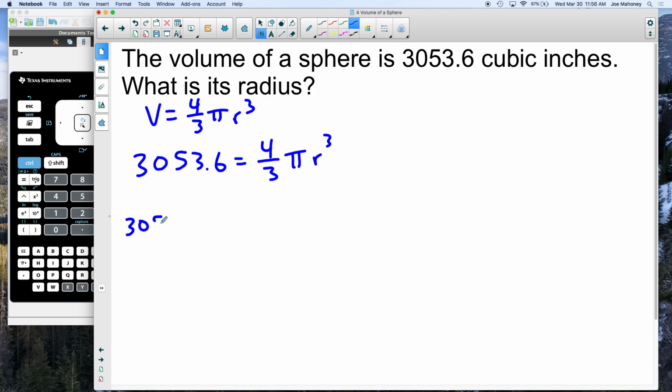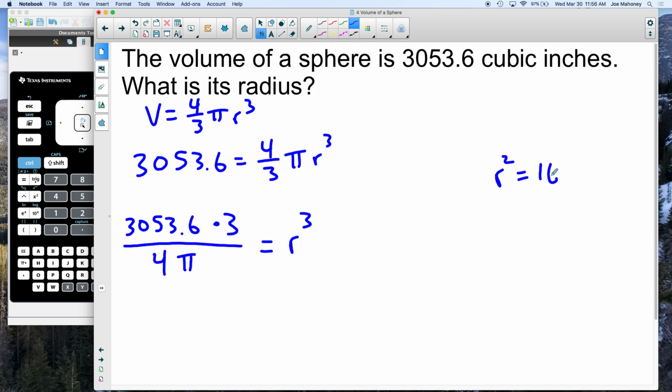So I'm going to get this 3053.6, and I'm going to multiply it by 3. Likewise, I'm multiplying by 4 on the right, so I'm going to undo it by dividing by 4. I'm also multiplying by pi, so I'm going to divide by pi as well. Now this is equal to the radius cubed. Now this is interesting because you know how to solve an equation. Like if it was r squared equals 16, you would then take the square root of 16 to get 4.